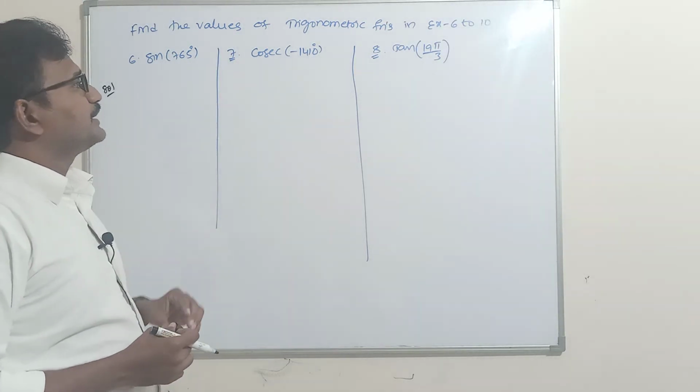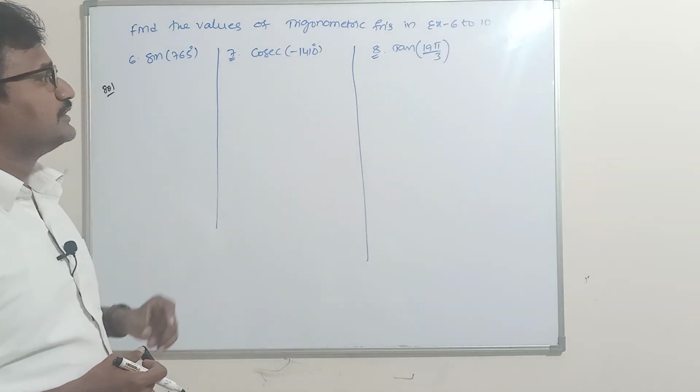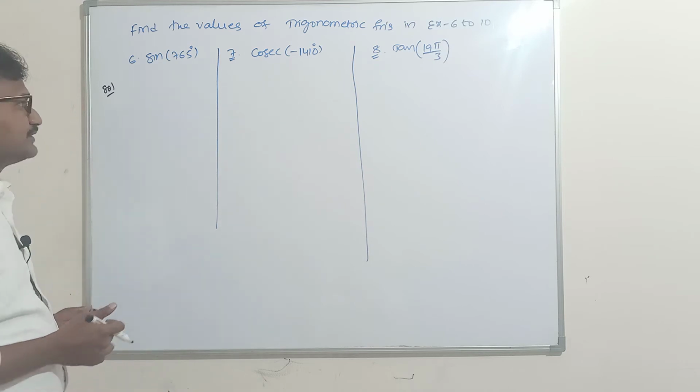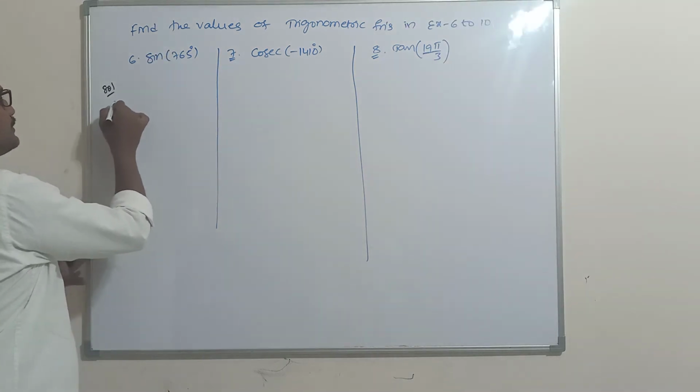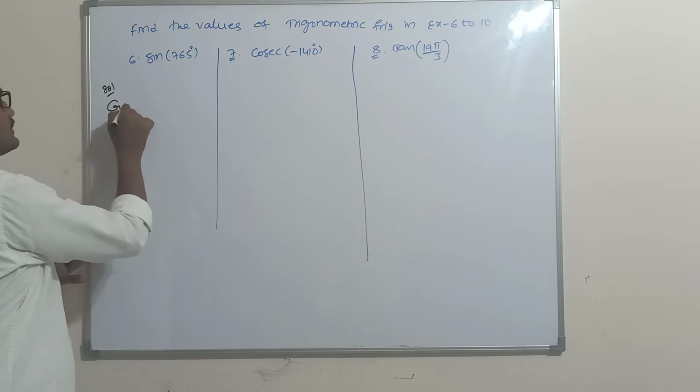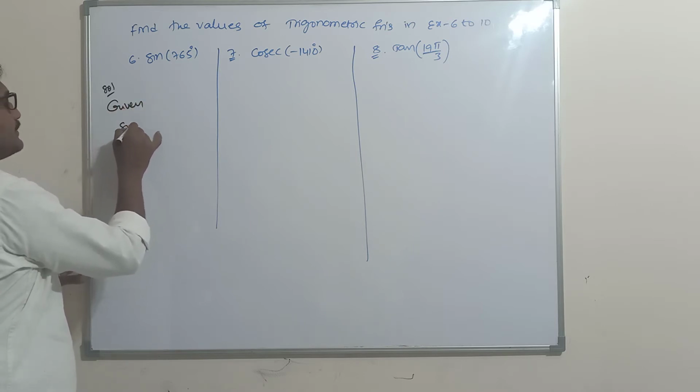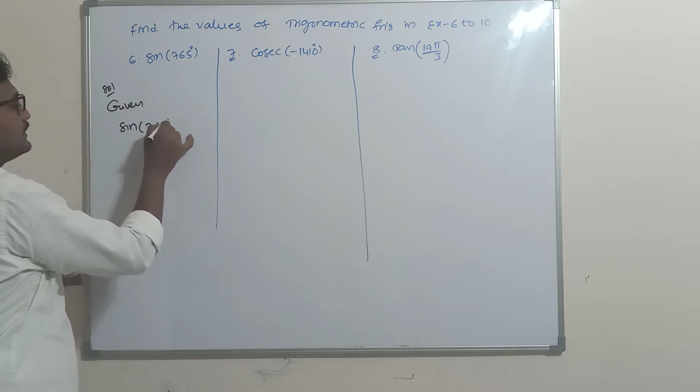So that's why tan x is negative, cot x is negative, cos and secant are negative. Next, find the values of trigonometric functions in exercise 6 to 10. So here, if you come to the first problem, given sin of 765 degrees, how much is it?